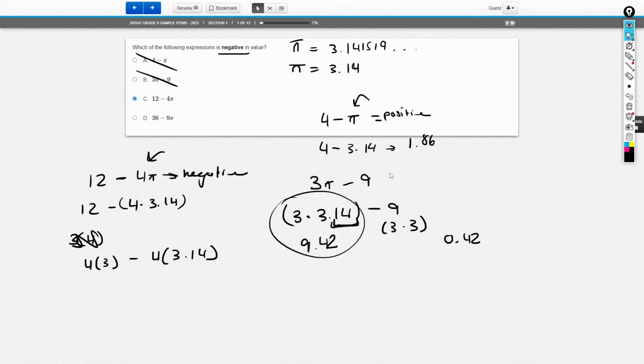You never had to do any of the multiplication. Only thing you needed to do is understand that pi is 3.14 and understand the relationship between multiplying a bigger number versus multiplying a smaller number. Multiplying the bigger number will give you a bigger result. If the bigger result is on the right side of the subtraction sign, you'll get a negative answer, okay? Choice D, 9 pi would have been smaller than 36, and that would have given you a positive answer.